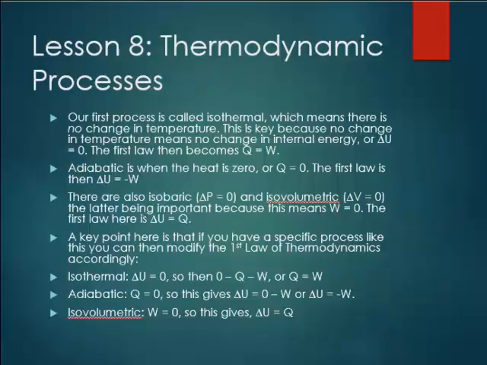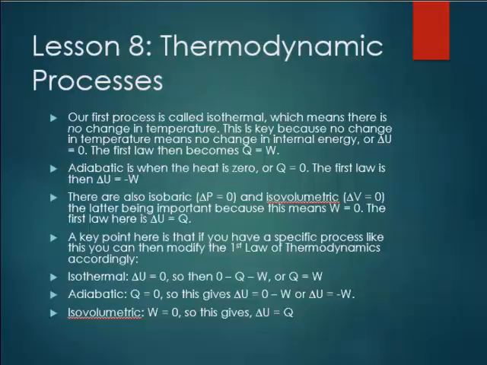Next is the adiabatic process, when the heat is 0. Q equals 0 means no heat flow in or out, and this can actually happen in a physical system. And in this case, the first law is then delta U equals negative W, or the change in internal energy is equal to the negative of the work done by the gas.